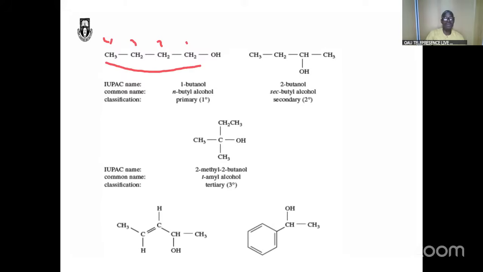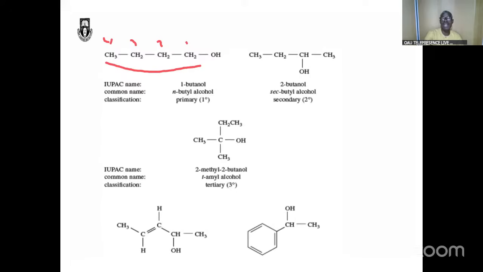If you look at it very well from our classification, you see that the OH is attached to a carbon carrying 2 other hydrogen atoms. That makes it a primary alcohol. So butan-1-ol or n-butyl alcohol is classified as a primary alcohol.